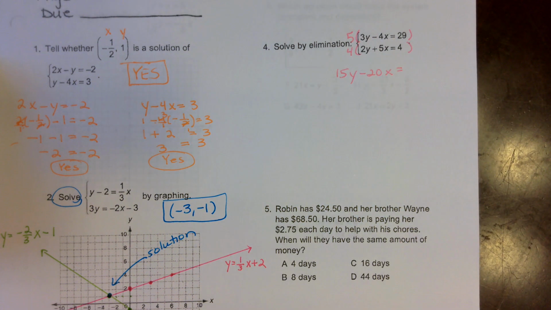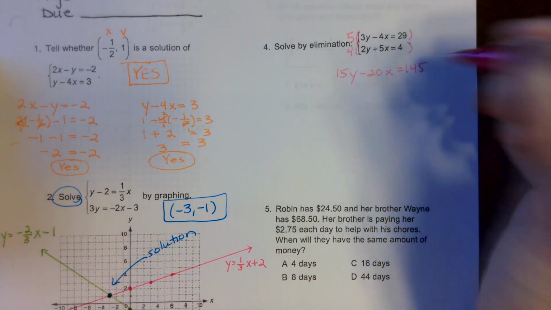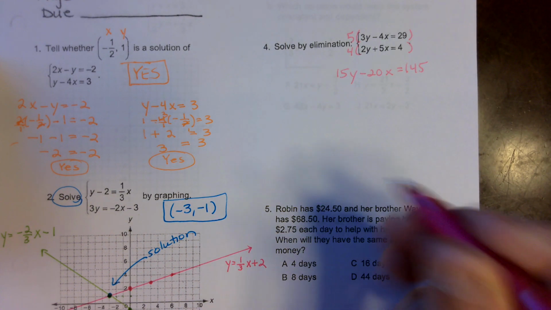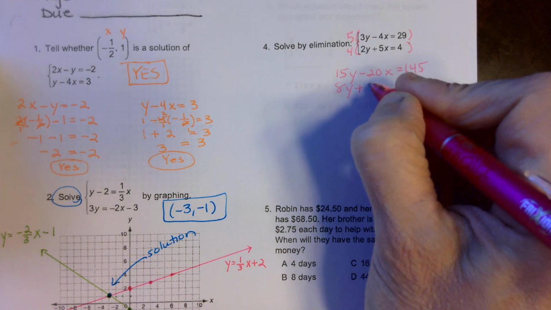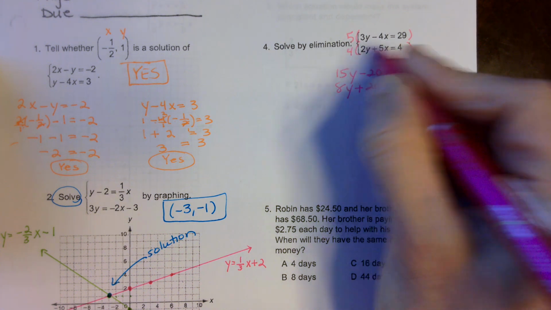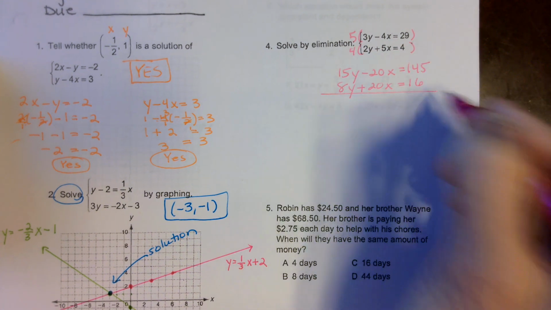5 times the 29 is, what is 5 times 29? Why am I doing, oh, I did the bigger one. On the answer key, I did use a smaller one. That's okay. 145. Multiply the 4: 8y plus 20x equals 16.